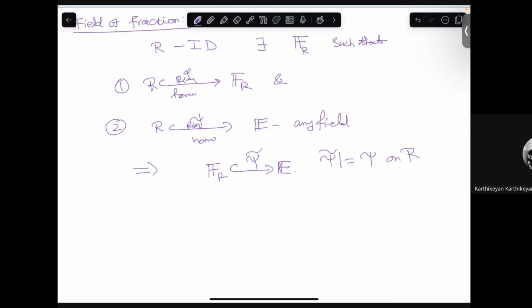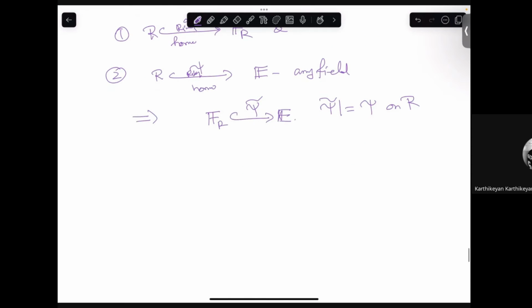Technically, if I start writing, I have to write this as a commutative diagram. So this diagram commutes. This is a technicality, but forget about that. Try to understand from this point of view. Whenever R is contained in some ring, then F_R also.